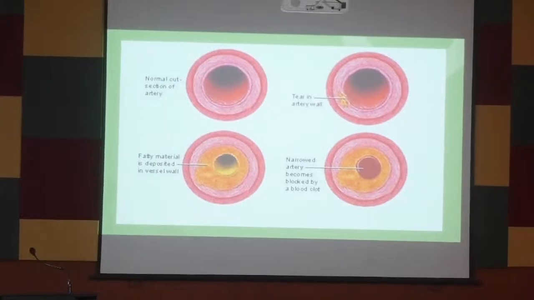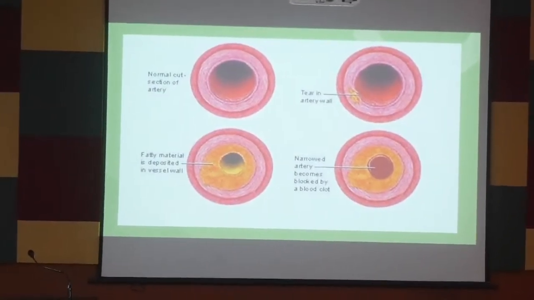Okay, the blood which has been designed to flow in the blood vessel lumen at a higher speed, but with accumulation of fat in the intimal layer, the lumen of the artery got narrowed down, and it means stasis of the blood, the flow of the blood is slowed down. With the slowing of the blood flow along with the intimal break and the free radical injury, platelet thrombi begin to accumulate in the intimal layer, and there is formation of thrombi. Okay, so the narrowed artery becomes blocked by a blood clot. This is known as atherosclerosis.